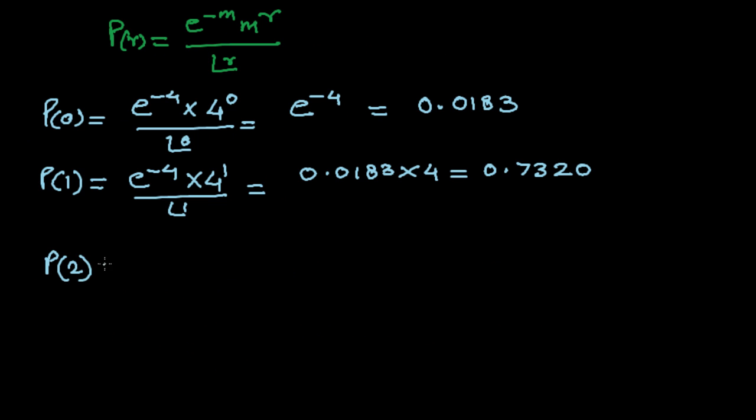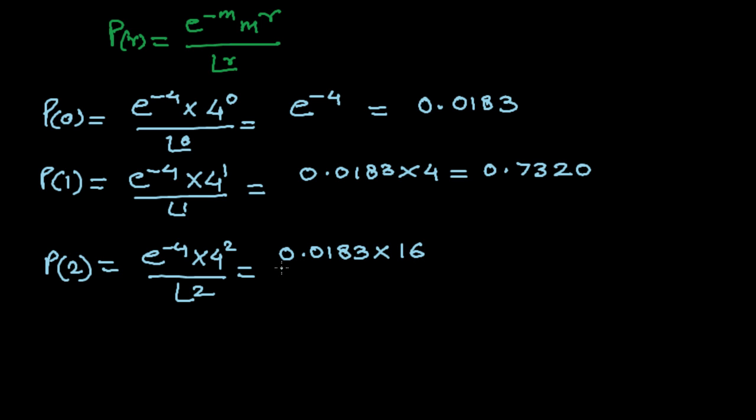Now we find out P2. P of 2, if two bulbs are defective, is e to the power minus 4 into 4 square over factorial 2. So we get 0.0183 into 16 over 2. Look at here, 2 one time, 2 eight times. So finally it is 0.1464. This we have got here.